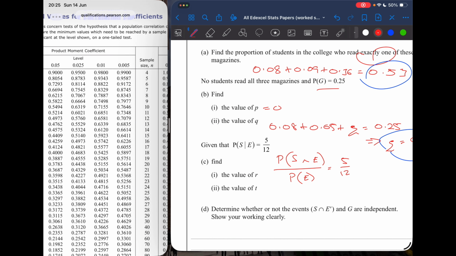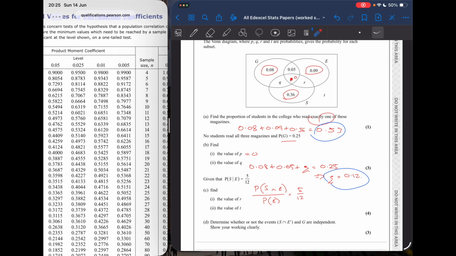Well, we go and look up at the diagram we had, and let's see which bits they are. So S and E are those bits, yeah? So that's R. And on the bottom is E. So that's the whole thing. So it's R plus 0.14, yeah, for those bits. R plus 0.14, and that equals the 5/12 we just found.